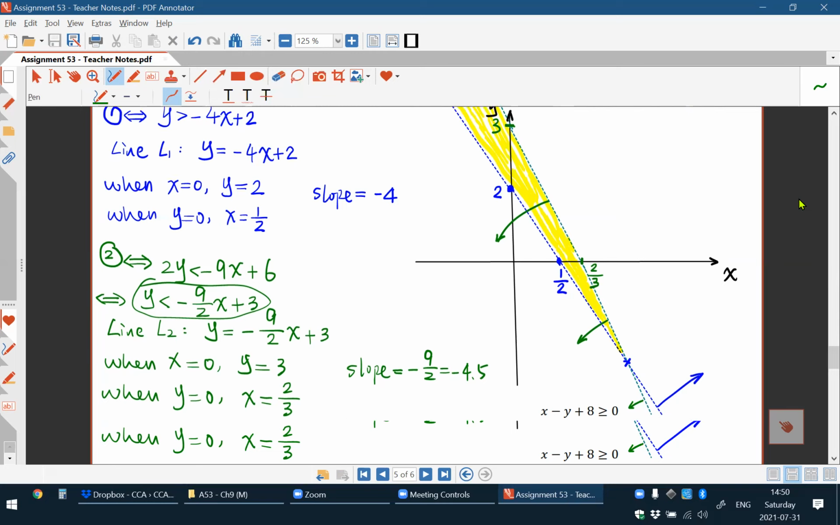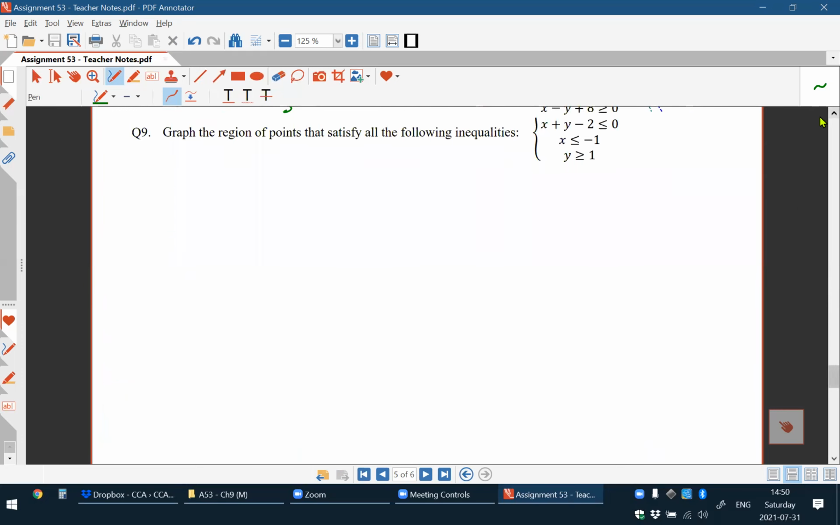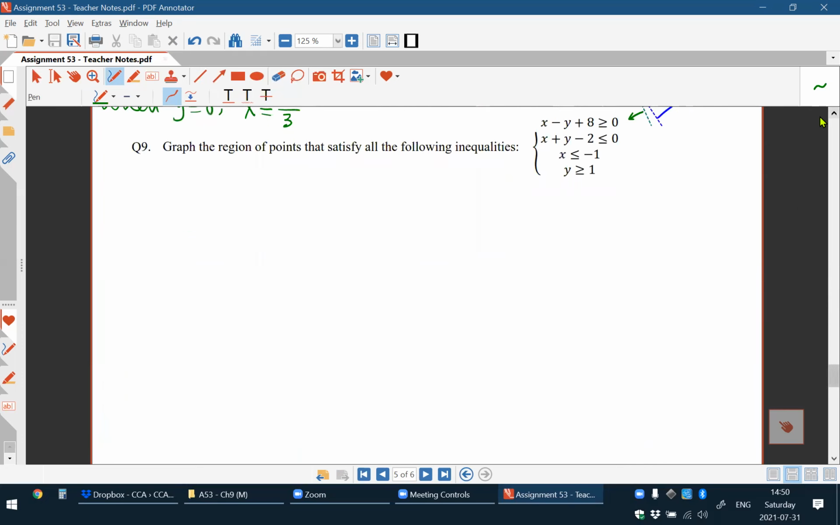No? All right, let's see question nine. Question nine, graph the region of points that satisfy all of the following inequalities. Okay, so now we have four inequalities. That means four regions, right? And also we have a bracket here. That means x should satisfy all of the inequalities, which means x is in the overlapped area of the four regions, okay? So let's call them 1, 2, 3, and 4.